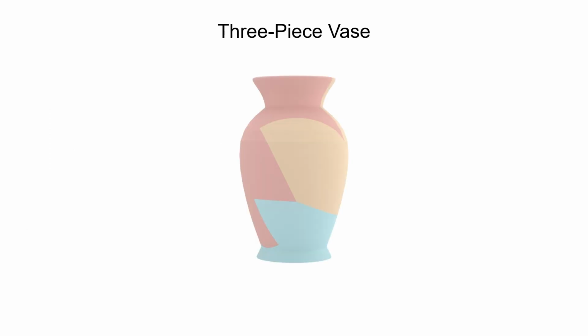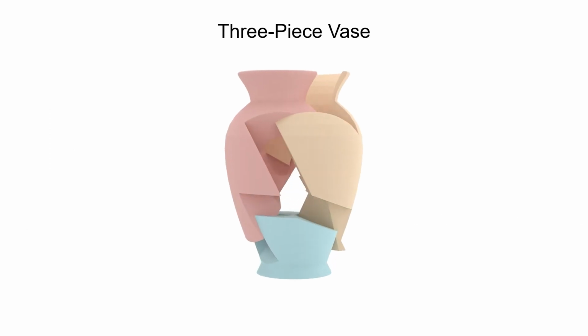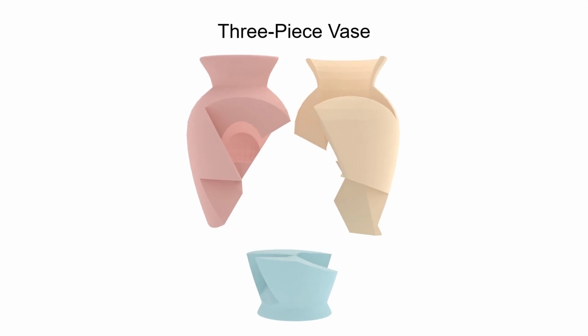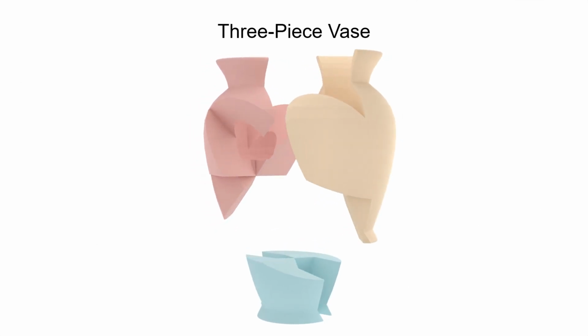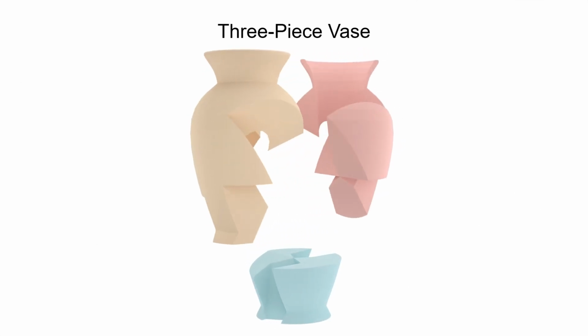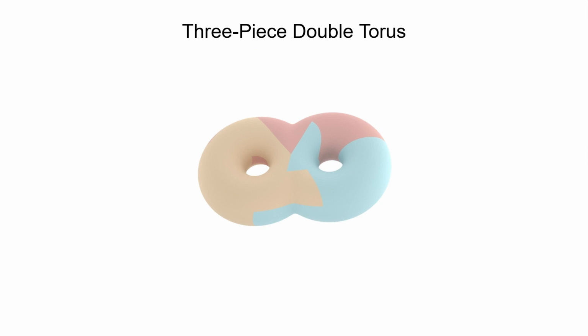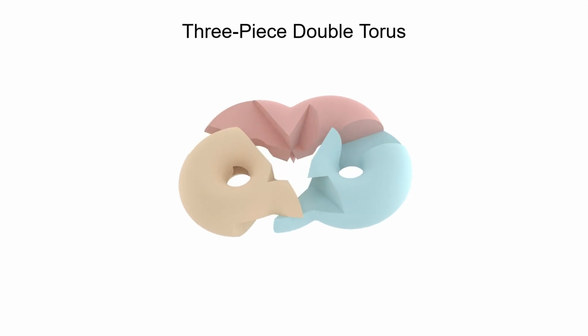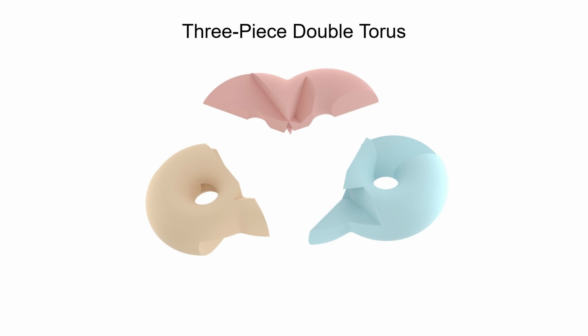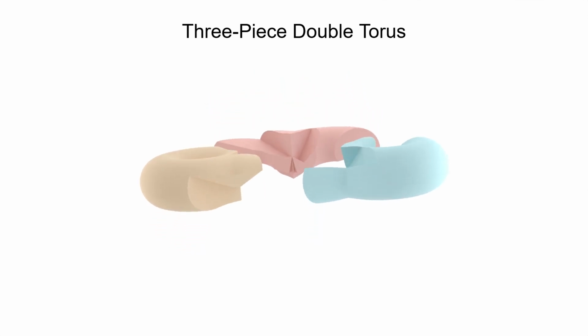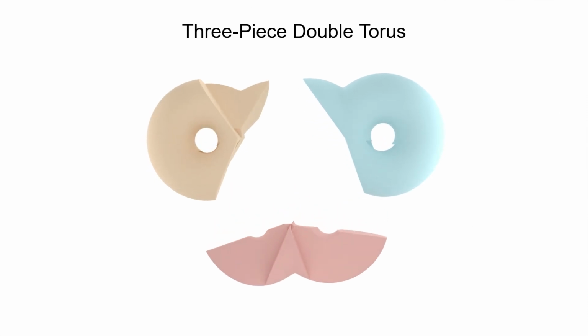Results. This three-piece vase features a hollow interior. Even with this cavity, our approach successfully generates the internal contacts needed to achieve coordinate motion. We show a three-piece double torus. This demonstrates that our approach can successfully generate coordinate motion assemblies, even for higher genus global shapes.